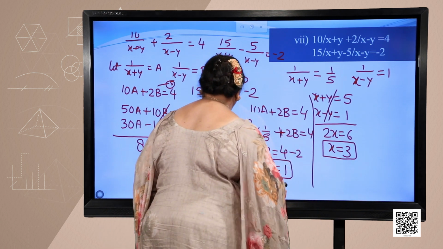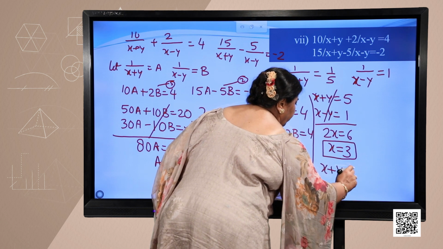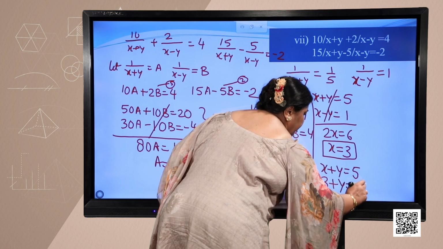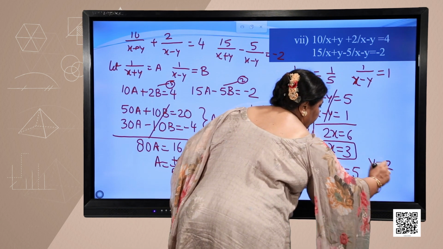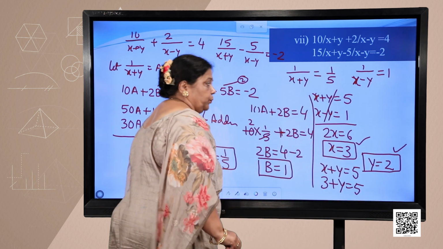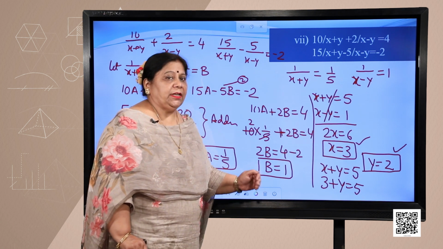Likewise, if I substitute the value of x in this equation, so 3 plus y is equal to 5. So, y is equal to 5 minus 3 gives me 2. So, value of x is 3 and y is 2. Hope you have understood this. Let us go to the next part.